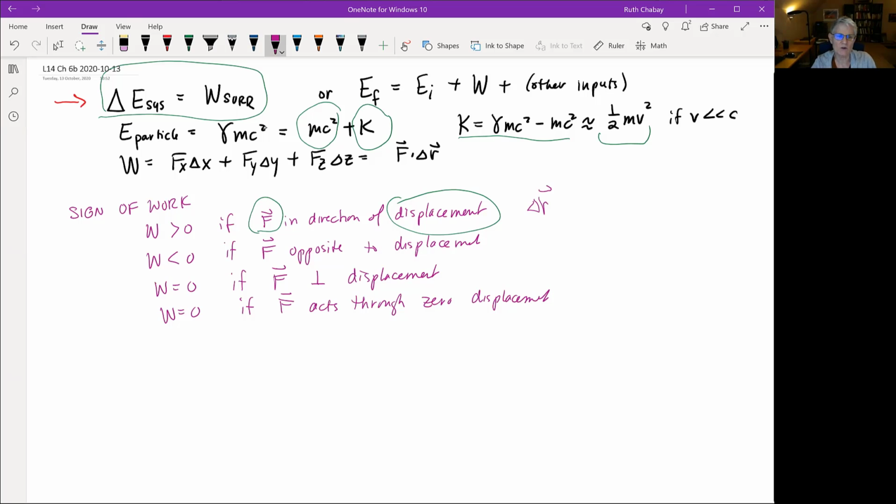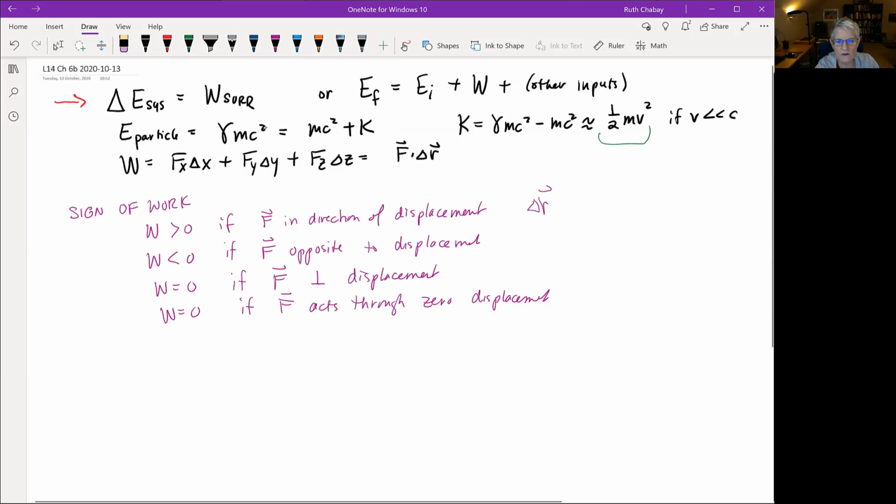So if the force is in the same direction as the displacement, work is positive. If the force is opposite to the displacement, work is negative. You're maybe slowing something down. If the force is perpendicular to the displacement, then by our definition of work, you have done no work. Even if it feels like you pushed hard on something, you haven't changed the energy of the system. And also if it acts through zero displacement, even if you apply a force, but the point at which you apply a force doesn't move, then the work done is actually zero.